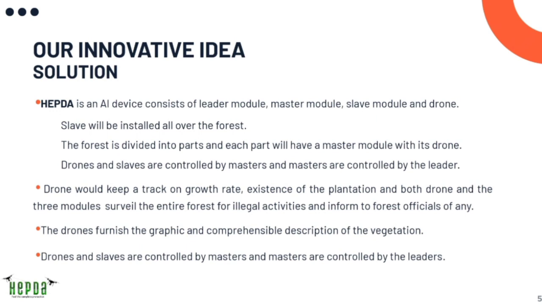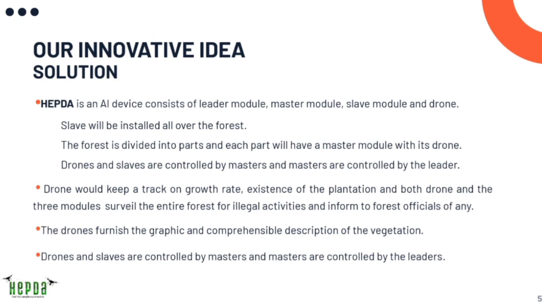HEPDA is an AI device consisting of a leader module, master module, slave module, and drone. Slaves will be installed all over the forest. The forest is divided into parts, and each part will have a master module with its drone. Drones and slaves are controlled by masters, and masters are controlled by the leader.